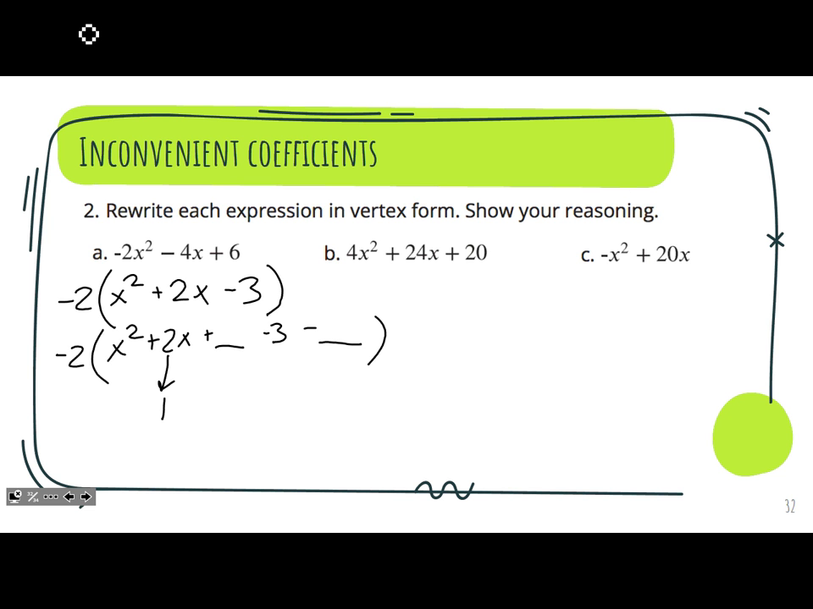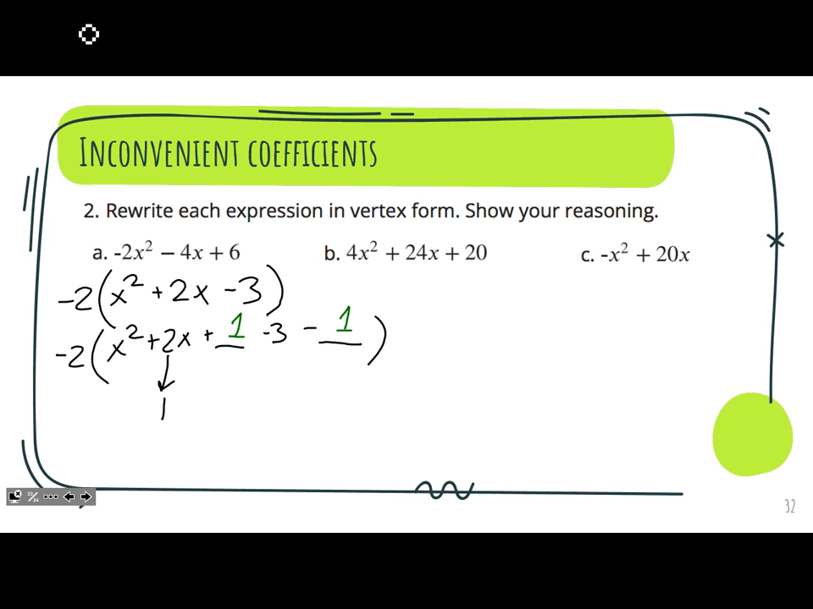And so what we're going to have is 1 squared being 1. So I'm going to add 1 and then subtract 1. Again, that keeps the equation balanced. If I add 1, I subtract 1 to balance it. Again, there's no equal sign here. So what does this look like?